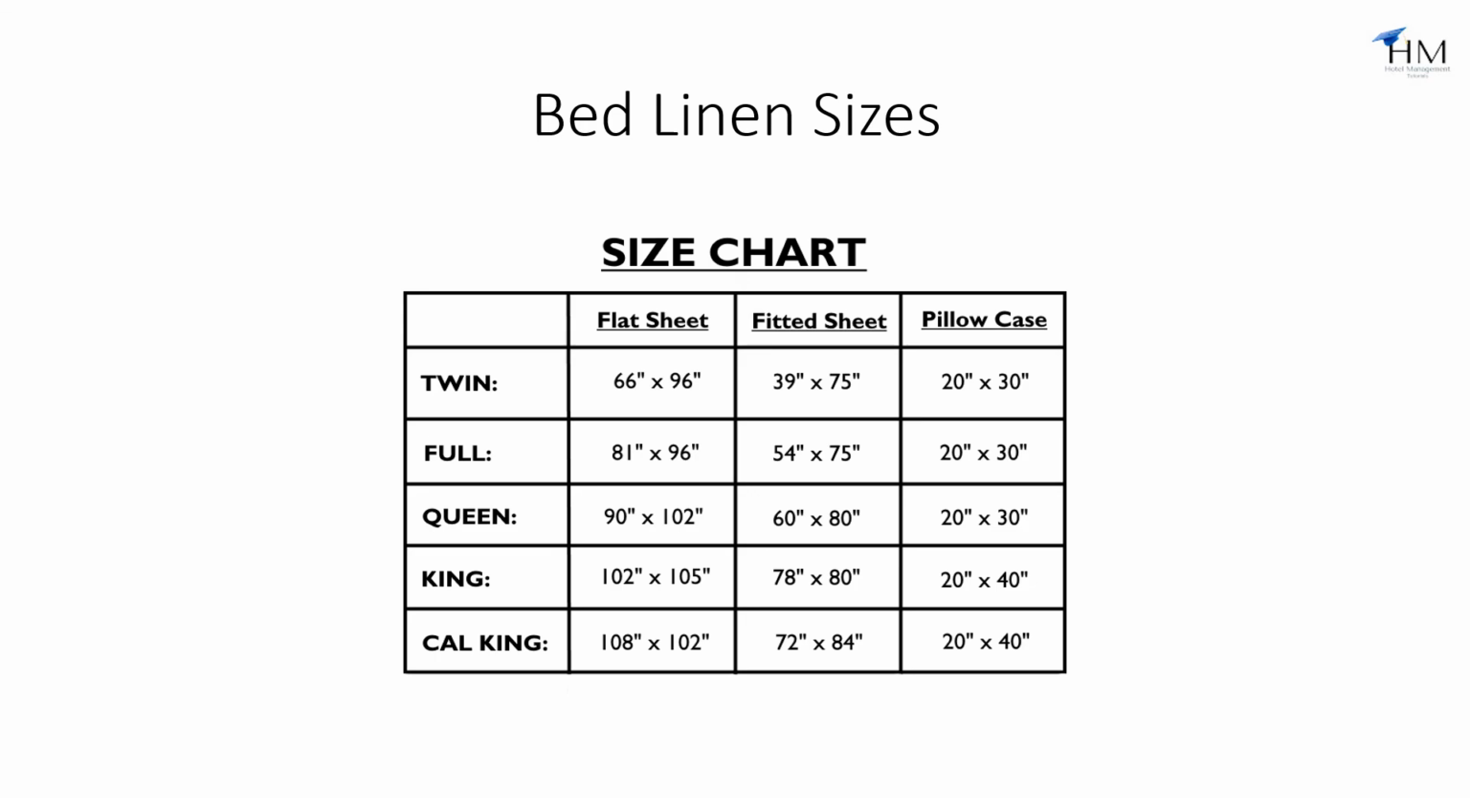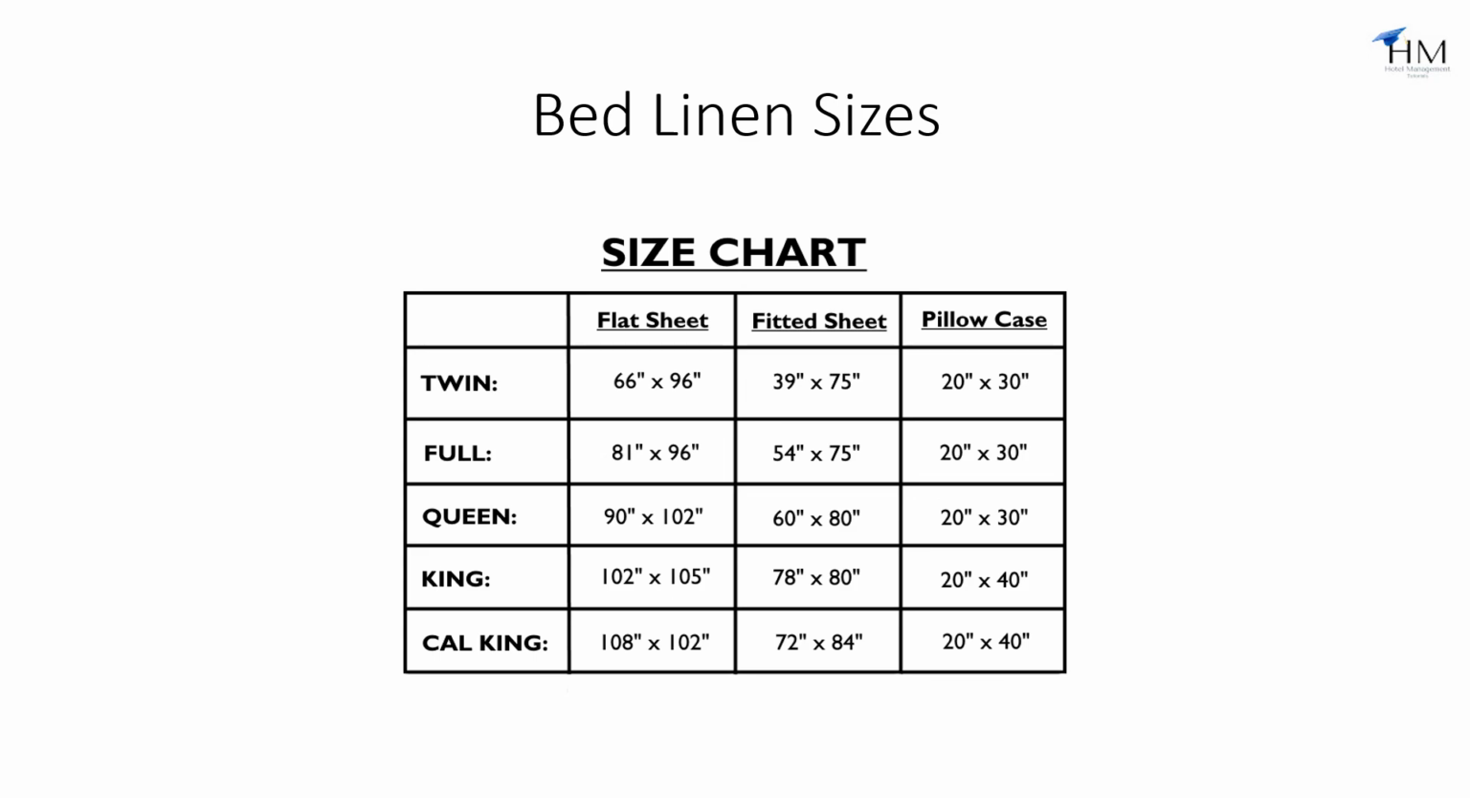The flat sheet size for a full bed is 81 into 96 inches, while fitted sheet size is 54 into 75 inches, and pillowcase is 20 inches into 30 inches. The flat sheet size for queen bed is 90 inches into 102 inches, while fitted sheet size is 60 inches into 80 inches, and the pillowcase is 20 inches into 30 inches.